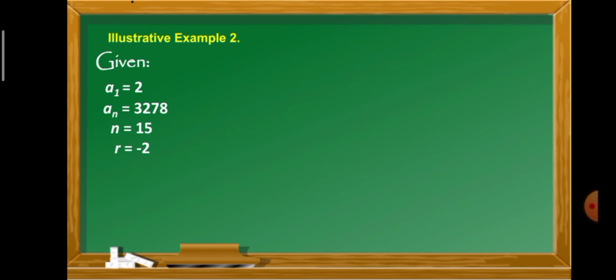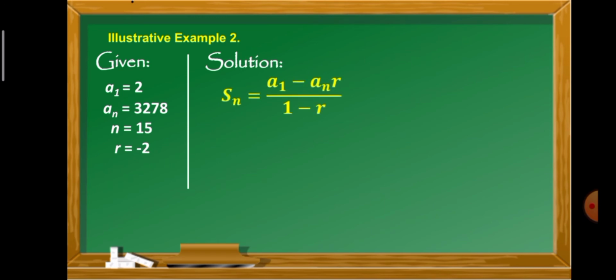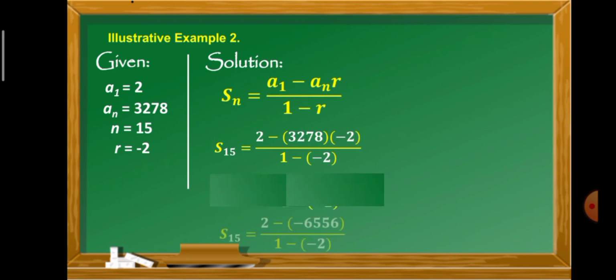Okay? So, solution. Solve natin. So, copy the formula. Then substitute all the given values. So, we have S sub 15 is equal to 2 minus 3,278 times negative 2 all over 1 minus negative 2. So, unahin natin yung nasa taas. Okay? Multiply natin ang 3,278 times negative 2. So, we have negative 6,556. Then, 2 minus negative 6,556 over 1 minus negative 2.